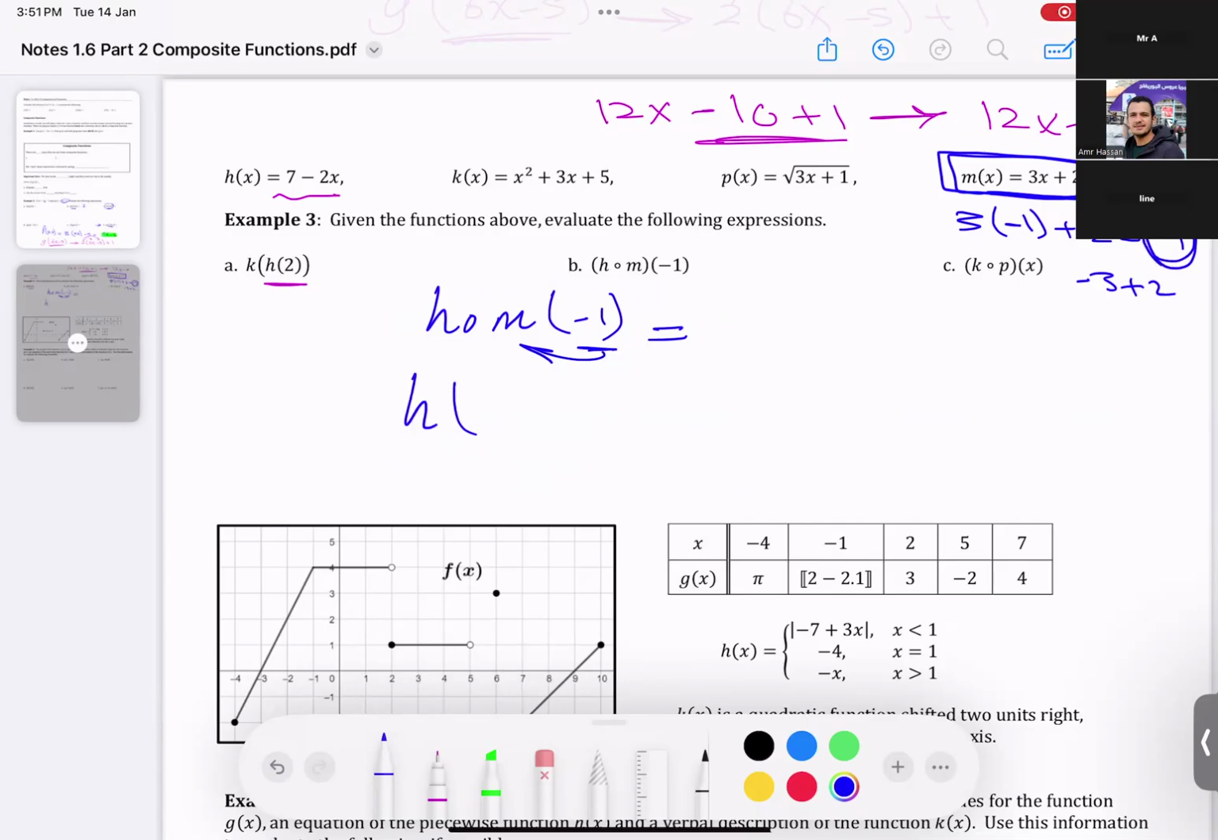So I need to find out what's h of negative 1. Let me write 7 minus 2 multiplied with negative 1. So this one's going to be 7, with negative 1 times negative 2, so it's going to be plus 2. So it's going to be 9. So in both cases, either the first way or the second way, you would end up with 9.